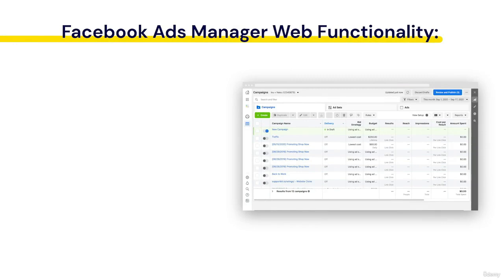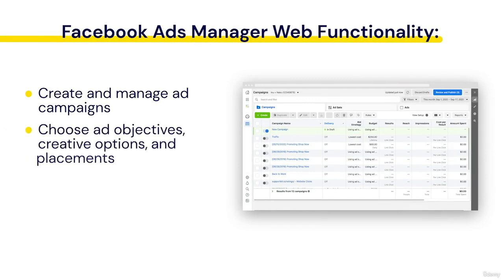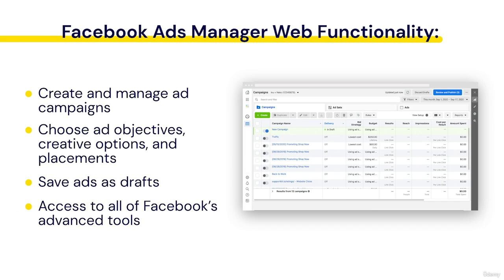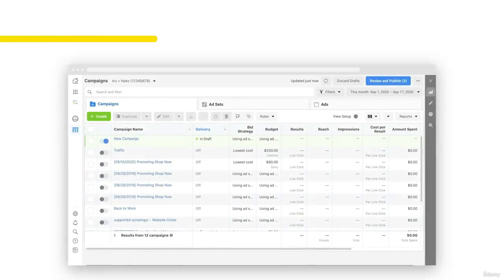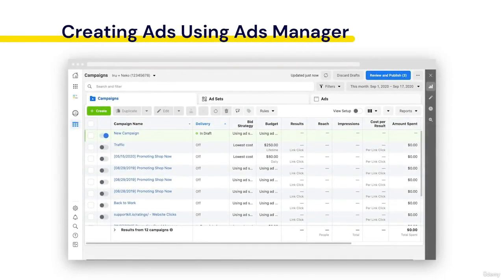Facebook Ads Manager benefits include being able to create and manage all of your campaigns in one place, being able to choose from all goals, also known as ad or campaign objectives, as well as different creative options and placement availability, being able to save ads as drafts to edit and publish later, and being able to use all Facebook advanced tools, including creating and using the Facebook pixel, building advanced audience targeting, and others. We will teach you more about these in the coming lessons. To access the desktop version of Ads Manager, go to facebook.com/ads/manage.